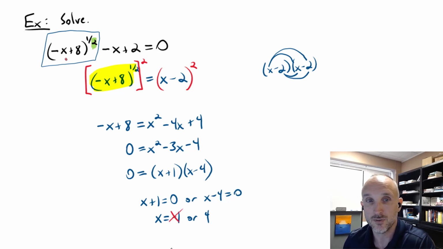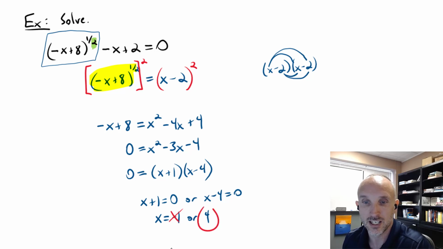If we plug in 4, negative 4 plus 8 is 4. The square root of 4 is 2. 2 minus 4 is negative 2. Negative 2 plus 2 is 0. So positive 4 checks. Okay, hope that made sense.